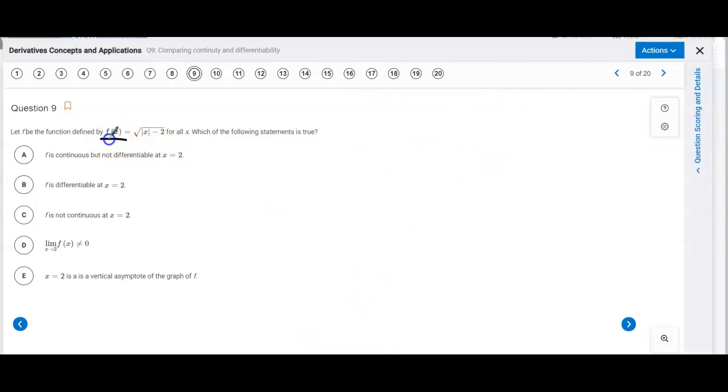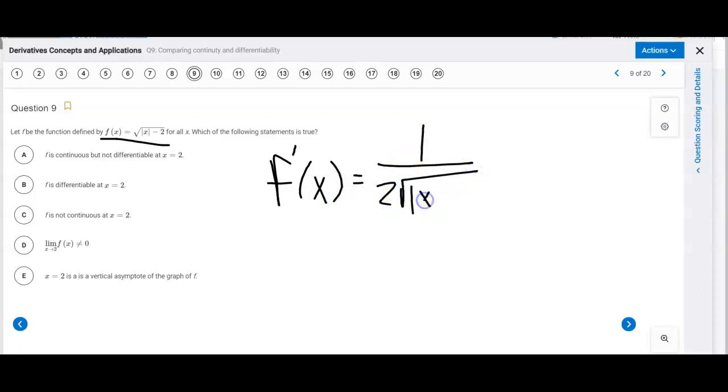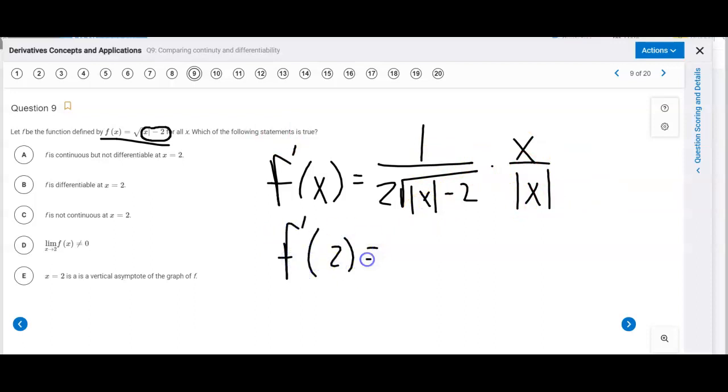All right, so I want to find the derivative of this function really quick. So the outermost function is the square root. So the way you find the derivative of square root is you do 1 over 2, and then you put the square root on the bottom, and that's it. Next, we're going to do the derivative of the inside of the square root, which is this. The 2 is just going to go away, but the derivative of the absolute value is going to be x over the absolute value of x. So I have to multiply by the derivative of the inside. It's a chain rule. All right, well, let's go ahead and plug in 2 to see if the derivative exists.